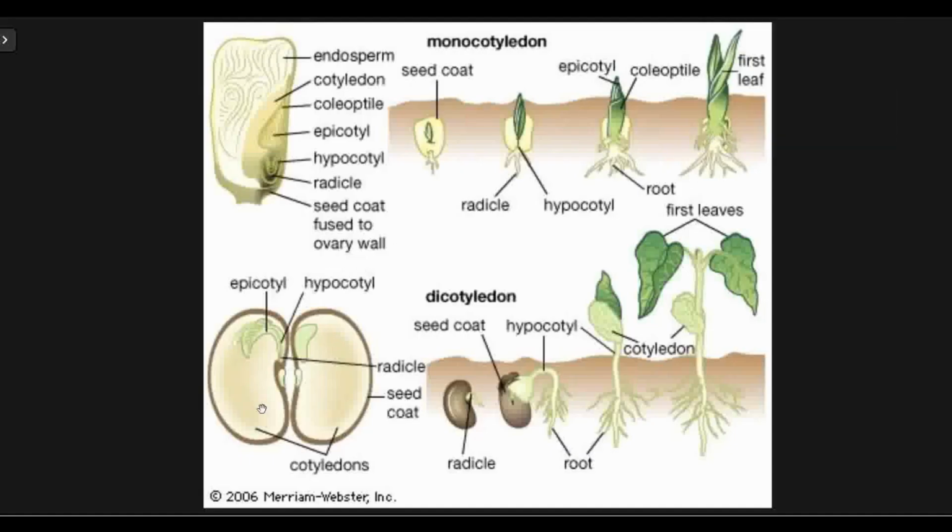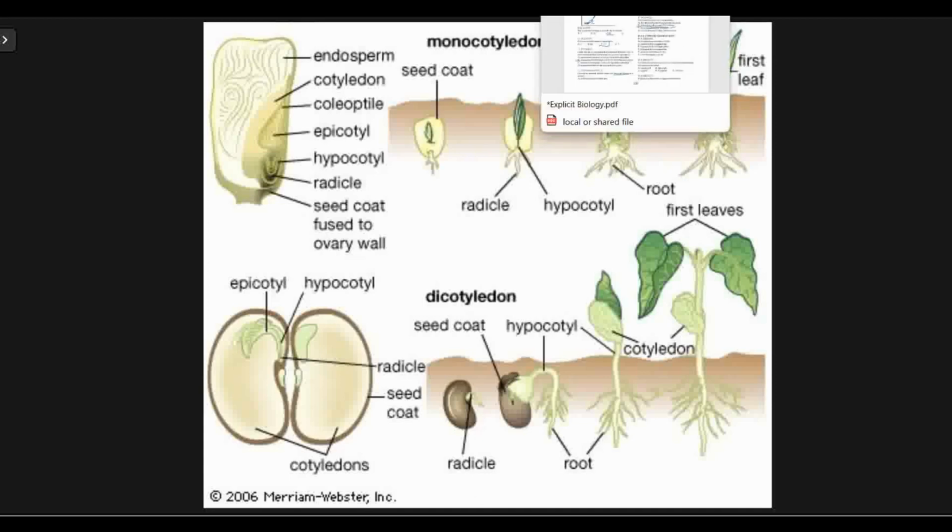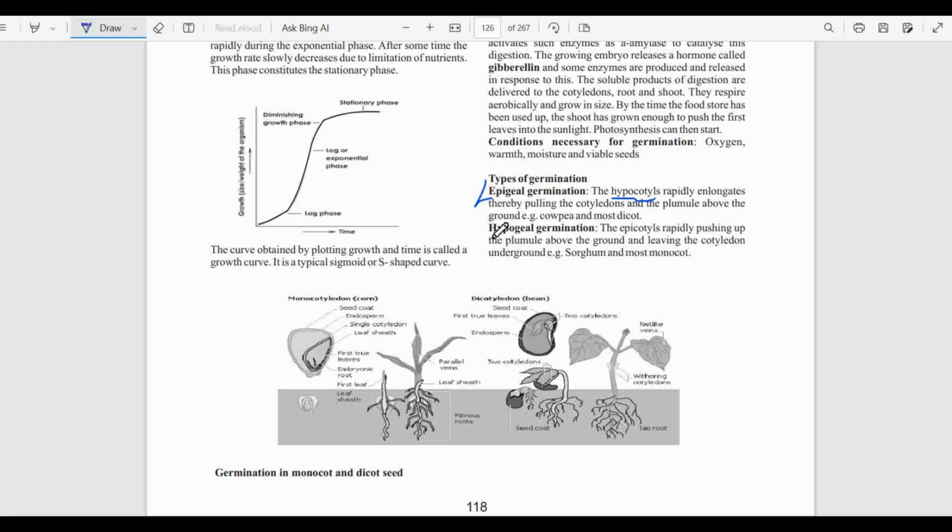Again, this is what a dicot looks like. In this kind of germination, the cotyledon is above the ground. Why? Because of the rapid growth of this hypocotyl. Because that happens so fast, the root is established on time, and the upper part, the cotyledon, has no choice but to go above the ground. While in the other case, hypogeal germination, the epicotyl is rapidly pushing up the plumule above the ground and leaving the cotyledons on the ground. And that is common in most monocots.